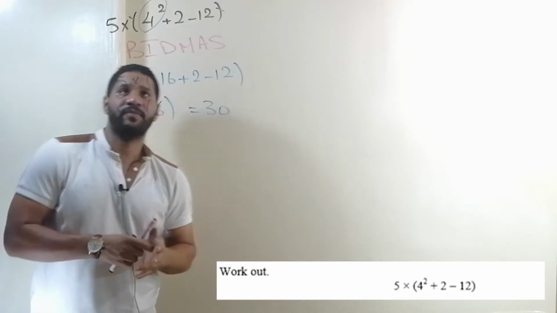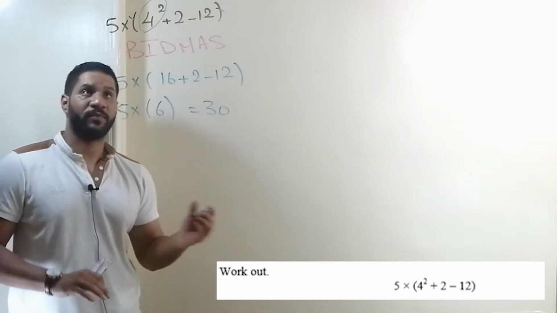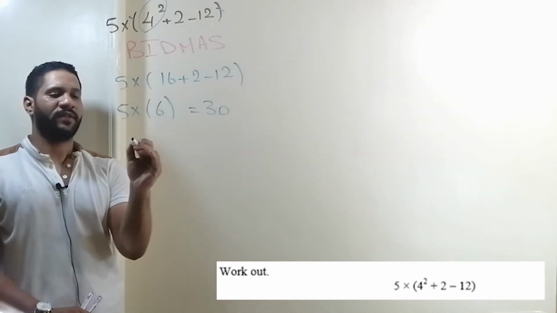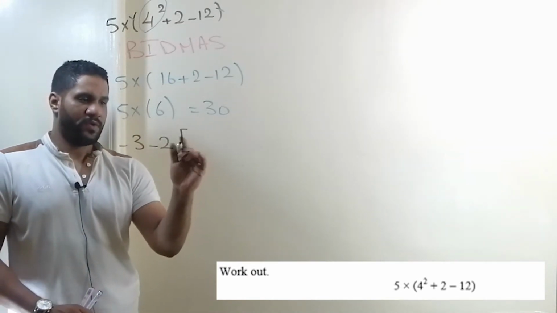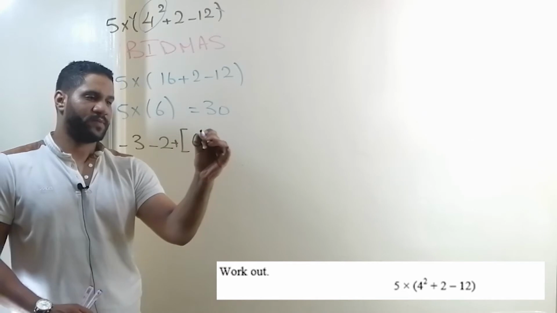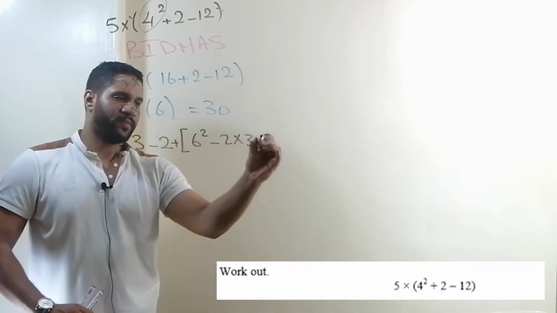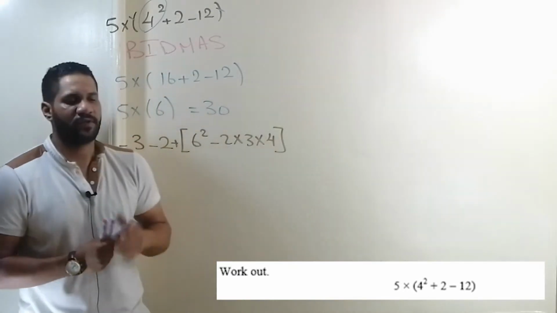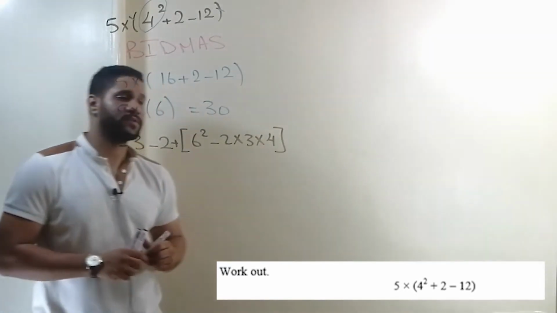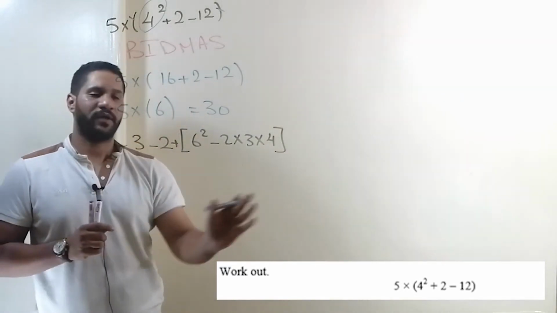Let's take another example to make sure that you can deal with the BODMAS operation. If I have something like this, negative 3 minus 2 plus 6 power 2 minus 2 times 3 times 4. Let's remember, this was a mistake most of you did in the quiz before. Let's deal with something like this.